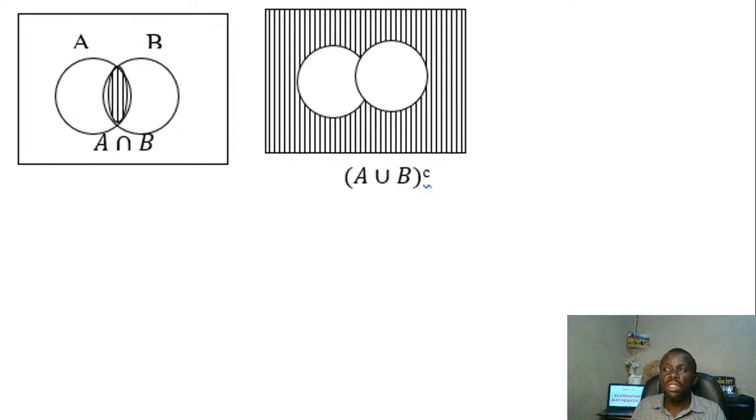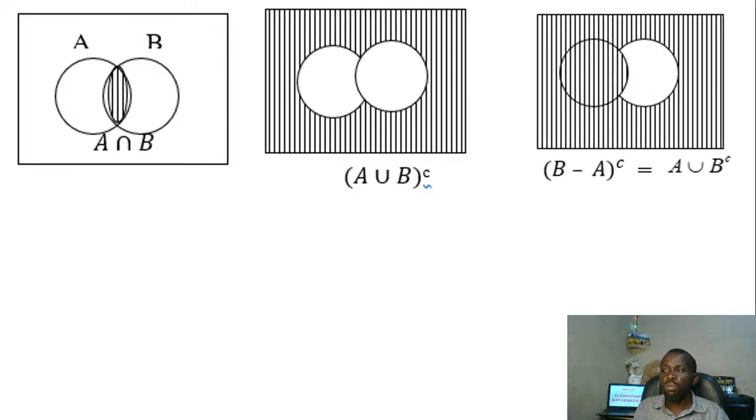Then another one is A union B complement. Now, the first circle and the second circle are A and B. They come together. Then the complement means nothing can break them. So they come together. The complement is now the outside of A and B. Then we have B minus A complement, which is A union B complement. So the A that is being shaded union the B complement. Anything complement means that you're not going to shade that part. And the shading has to be from the universal set itself.